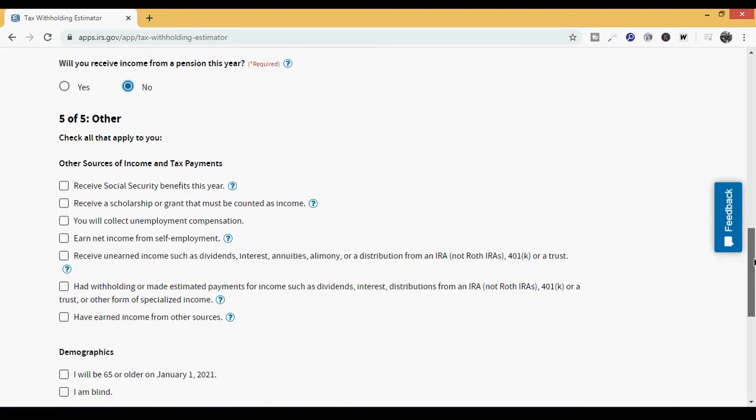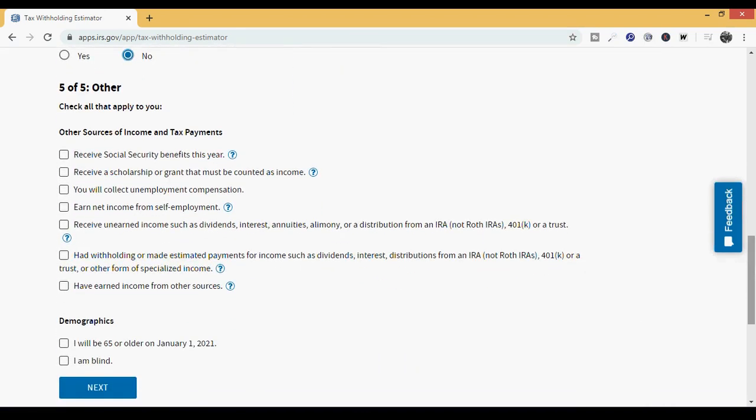Of course, the IRS wants to know if you got other streams of income coming in, such as Social Security benefits, unemployment, self-employment, unearned income, such as dividends, interest, annuities, alimony, all of that good stuff. In this example, we're going to leave all of those blank. And under demographics, this person will not be 65 or older on January 1st and is not blind.